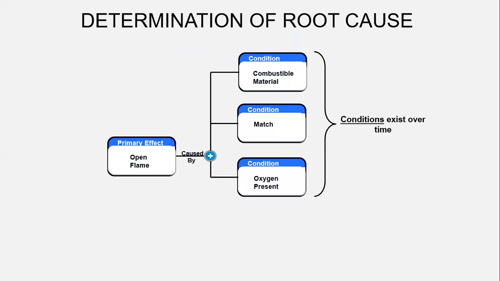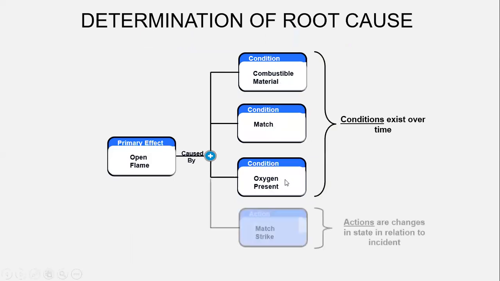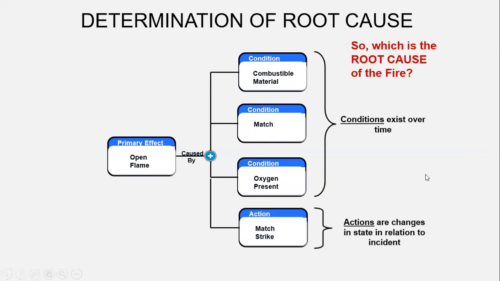So how do we figure out and determine what we're going to call root causes? If we take this example here, our primary effect, our immediate effect, if you will, is an open flame. Well, we've identified 3 conditional causes that exist. We know we have combustible materials, we have a match, and we have oxygen present. So now we need an action, which in this case, somebody picks up the match, strikes it in the presence of the oxygen and the combustible materials. The end result of these 4 causes, the end effect, is this open flame. So I like to ask the question here, so which is the root cause of the fire?